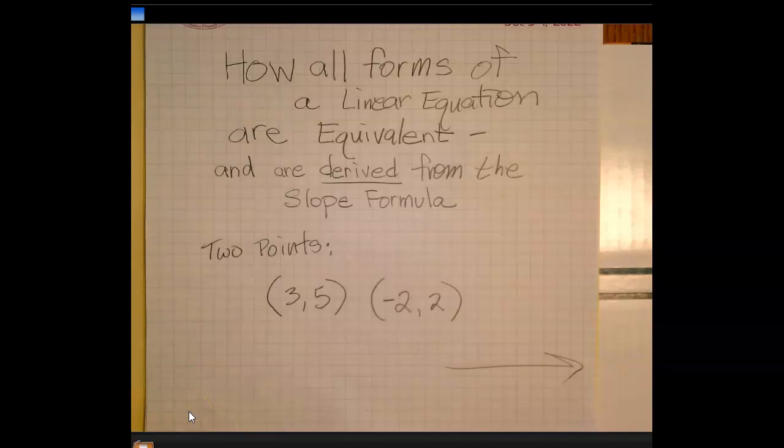Hello, Algebra 1 students. In this video, we are going to examine how all forms of a linear equation are equivalent, and they're all derived from the slope formula. I find that it makes it easier for you to understand how all of these fit together if I just show you how the manipulation works.